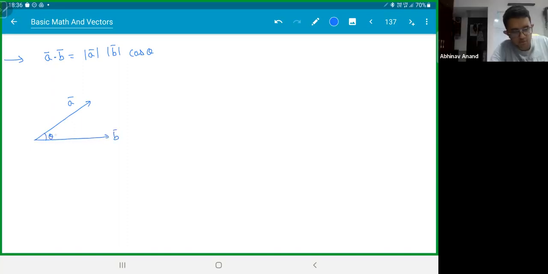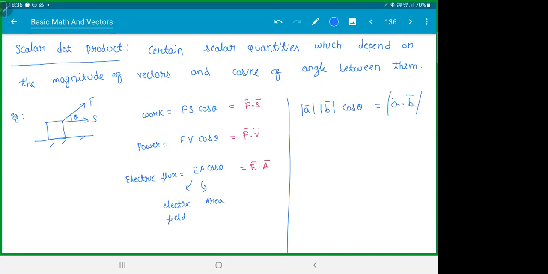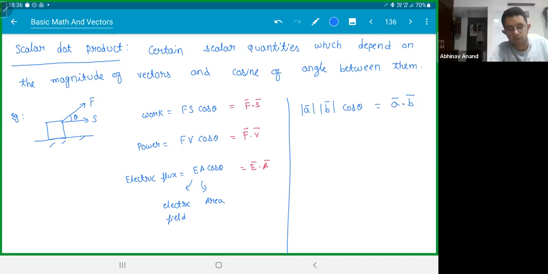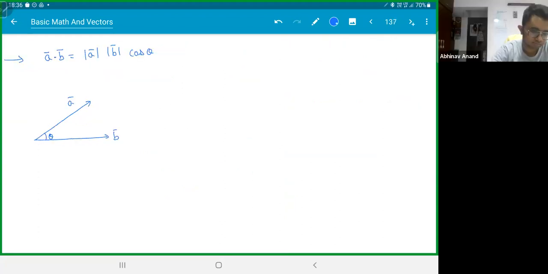Excuse me, sir. Sir, can you go back to the previous slide for a minute? If we write A dot B the whole mod, does it mean the same thing? A dot B, the whole mod. Same thing, it doesn't matter actually. A dot B is a scalar quantity. Getting it? Yes, sir. Thank you.